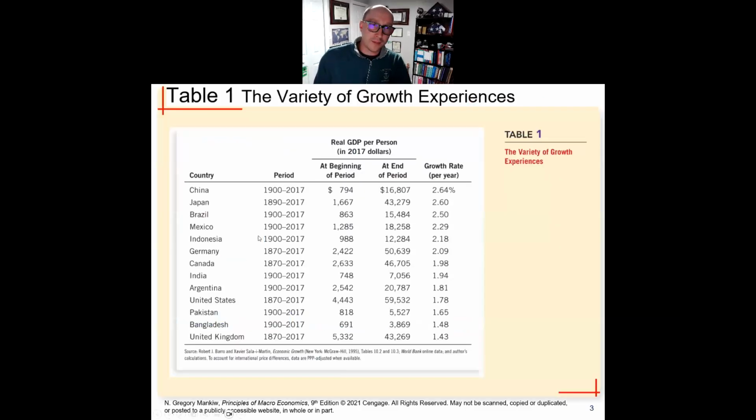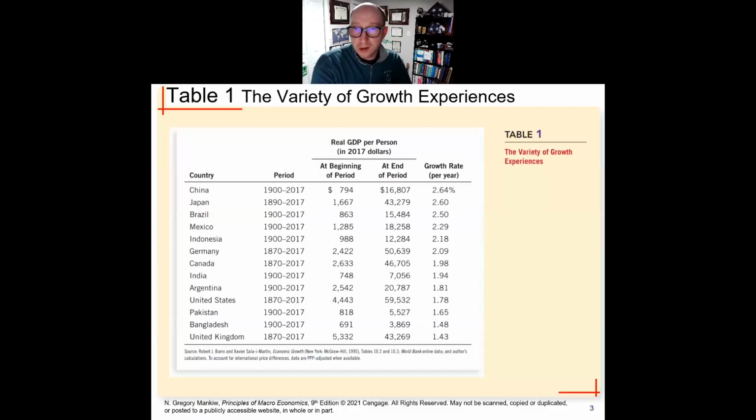So, looking at this chart, we can see between the years of 1870 to 2017, which is a very wide range of time, the differences between where we started and where we ended. In the United States specifically, we started at $4,443 per person in 2017 dollars and reached $59,532 per person in real GDP in 2017. That would indicate a stable growth of 1.78% per year. So how do we figure that?